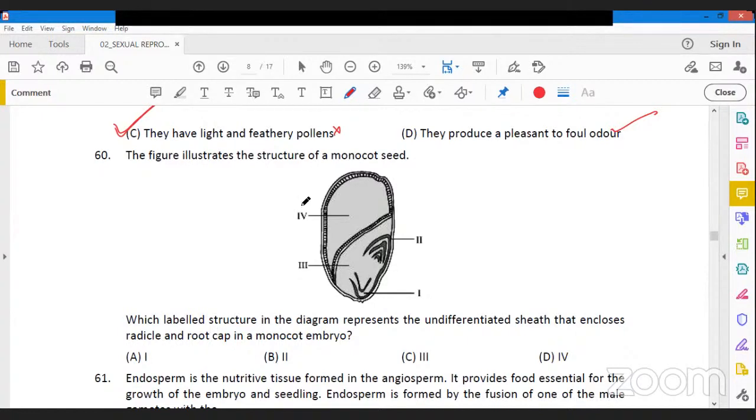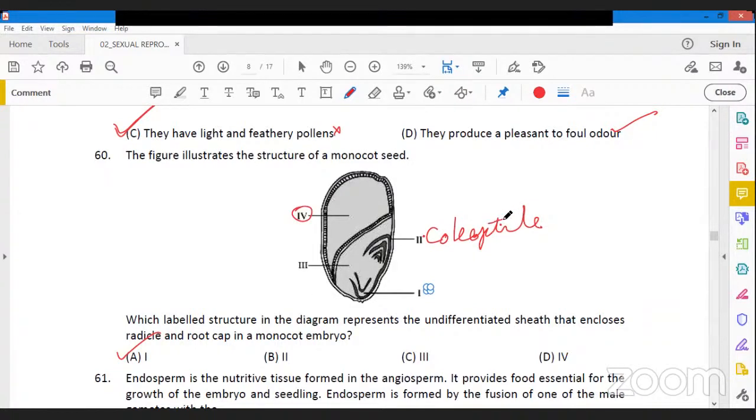So what is the answer? What is 1 here? It is the coleorhiza. 1 is the correct answer here. What is 2 here? It is coleoptile. So this part would be the scutellum, and here it is the embryo. Sorry, it is the endosperm. 4 is the endosperm here. So 1 is the correct answer.